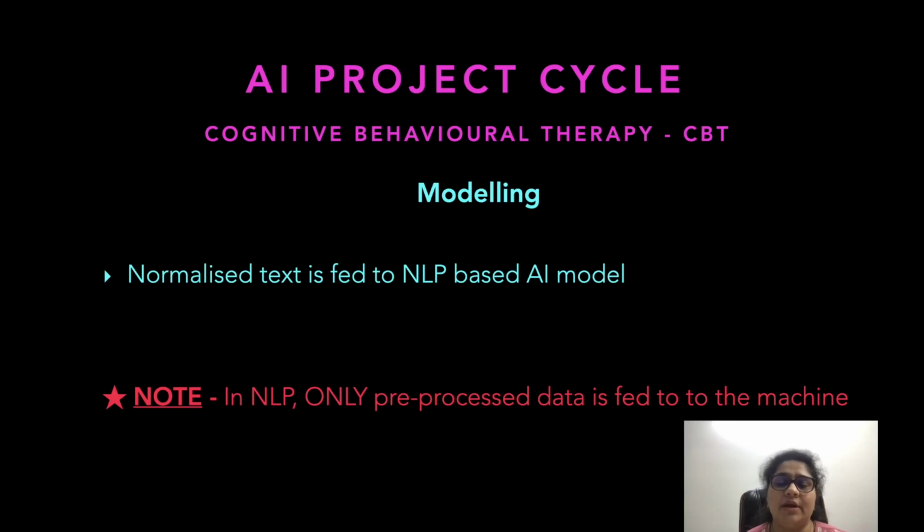So whatever data we have collected has to be processed and normalized properly. Like the example I gave you, from any sentence, any grammatical or connecting word should be dropped out and not considered. Only keywords should be taken and considered as good data to be fed into the NLP based AI model or the machine. So the normalized text is fed to the NLP based AI model. That's what modeling is.